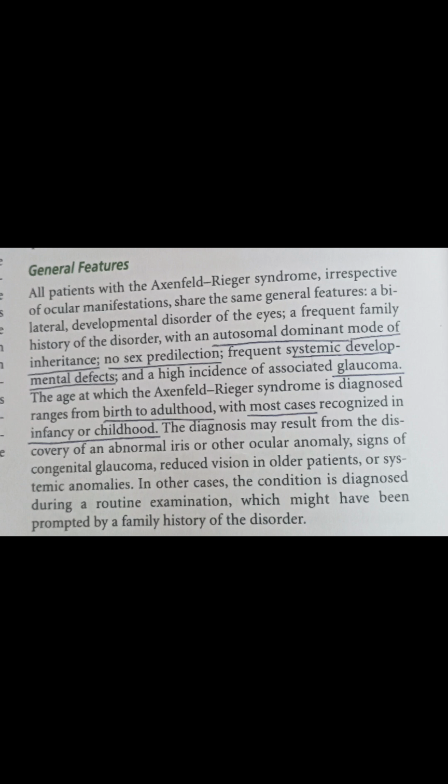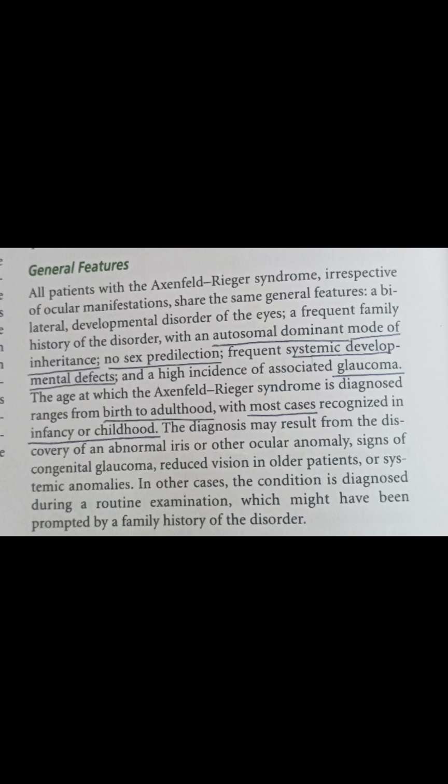General features of Axenfeld-Rieger syndrome. All patients with the Axenfeld-Rieger syndrome, irrespective of ocular manifestations, share the same general features: a bilateral developmental disorder of the eyes, a frequent family history of the disorder, with an autosomal dominant mode of inheritance, no sex predilection, frequent systemic developmental defects, and a high incidence of associated glaucoma.